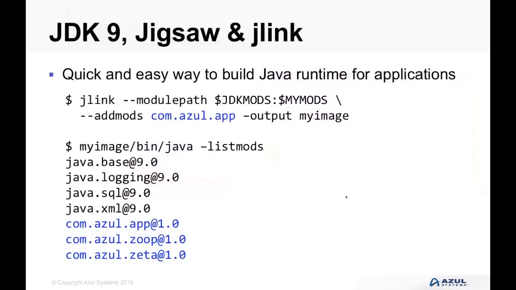One of the things JDK 9 provides for that is a nice tool called jlink. What jlink allows you to do is build a full Java runtime for just your application. So you can say, okay, I want to take my application, which I've called com.azul.app, and build a runtime containing the Java virtual machine, the core modules that I need, and the modules for my own application code, and put everything into one image. It will only have the base module, logging module, SQL, XML, app, Zoop, and Zeta. So only the modules that are needed for that application will be placed in the runtime. You can then deploy that onto your device, and you know that your application will run because all of the modules are there. But it will be a lot smaller than the runtime you would have if you took the full JRE, or even if you were using the compact profiles.